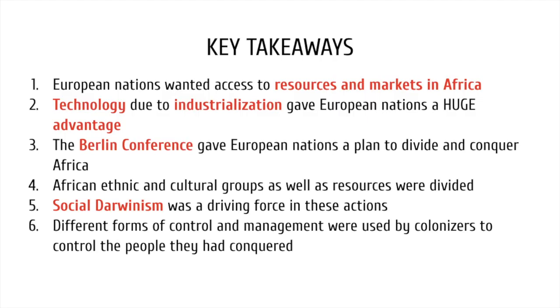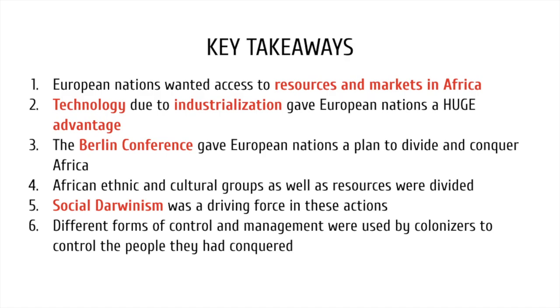So some takeaways from this lesson as we continue to dive into imperialism, which is a huge topic, right? Lots of things to learn about and lots of very complex things happening. But to keep it really simple, European nations wanted to get access to the resources in Africa as well as the market in Africa. There's millions of people there who can buy our stuff. Technology, because of industrialization, gave Europeans huge advantages. We've done that in previous lessons.